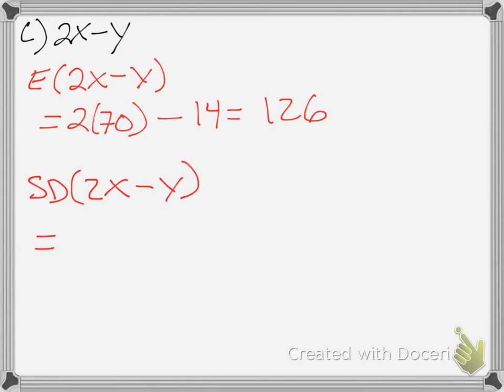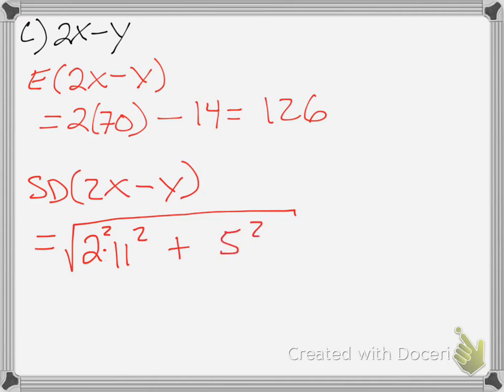Okay, and now to find the standard deviation of 2 times our random variable x minus our random variable y. Okay, well, that's going to be equal to the square root of, all right, we have our random variable x squared. And then we're multiplying it by that scalar, and since we're multiplying all of our random variable x by a scalar, we also have to square that as well. So it's going to be 2 squared times 11 squared. And then remember, even though it says subtraction in there, we always add them together. So it's going to be plus our standard deviation of our random variable y, which is 5 squared.